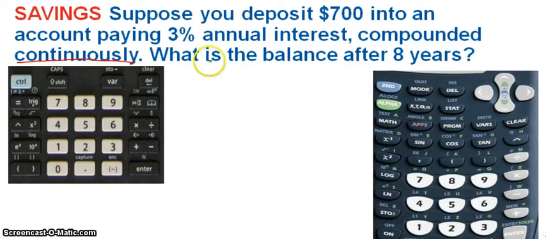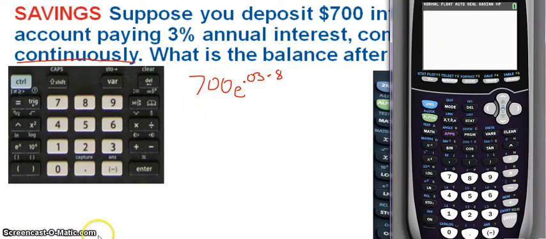So for our equation, we have initial amount of 700, times e to the 0.03 times 8. So let's pull out our calculators and see what this gives us.